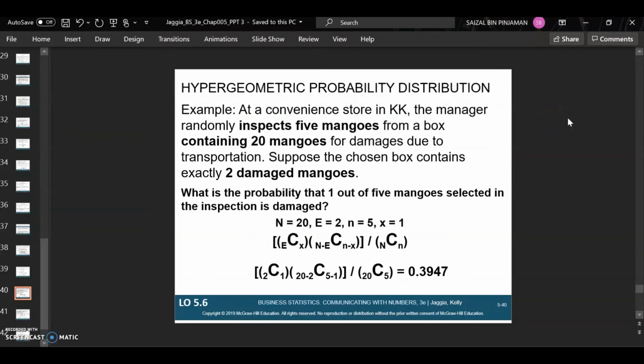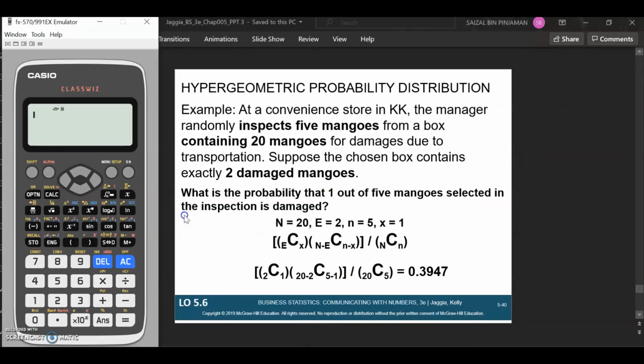We go to the hypergeometric probability distribution. Here we have an example. At the convenience store in KK, the manager randomly inspects 5 mangoes from a box containing 20 mangoes for damages due to transportation. Suppose the chosen box contains exactly 2 damaged mangoes. What is the probability that 1 out of 5 mangoes selected in the inspection is damaged?